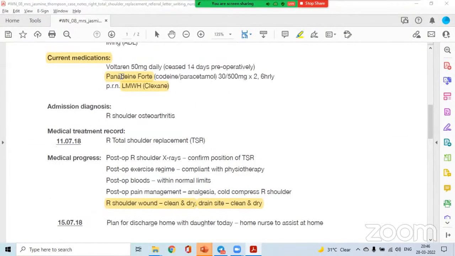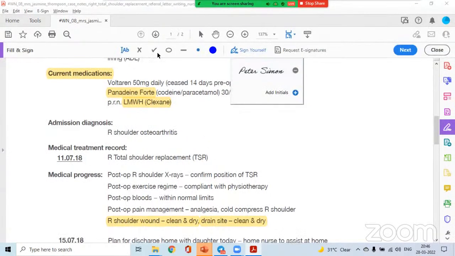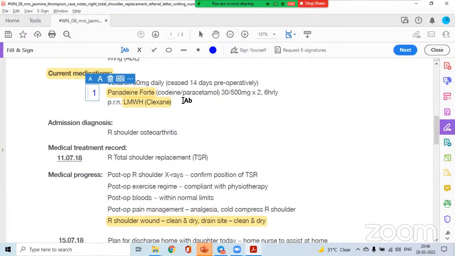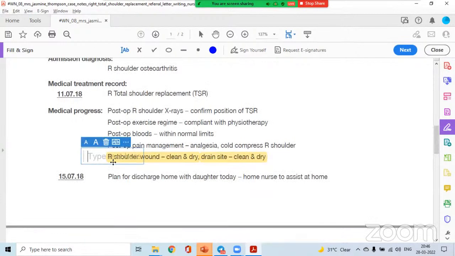So this is the first point. First point is Panadine for pain relief. Number one. Then Clexane, current medications, number two. Then along with that, this is number three, wound site, number three. Fine.